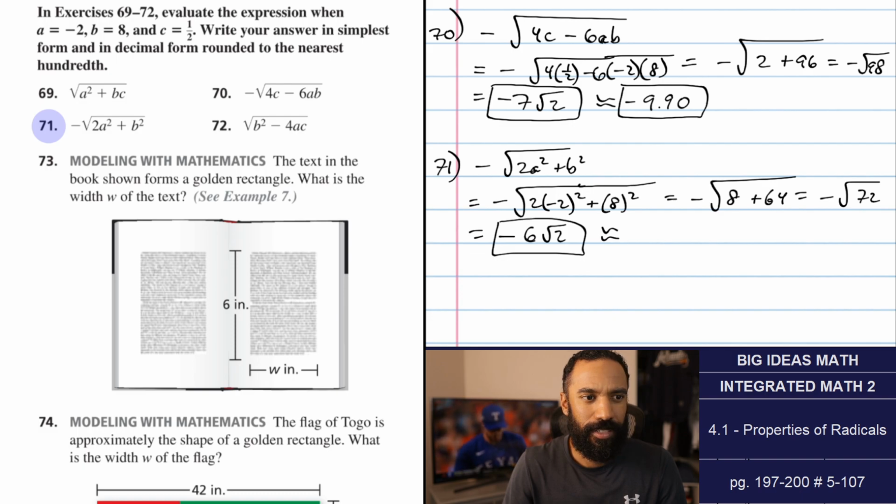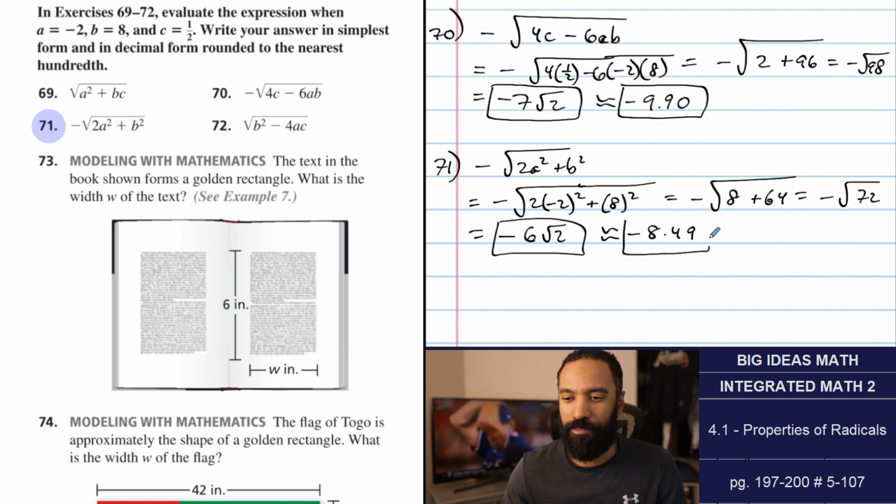Did we? 8.449. I don't really remember that number. Negative 8.49. 8.485. Negative 8.49.